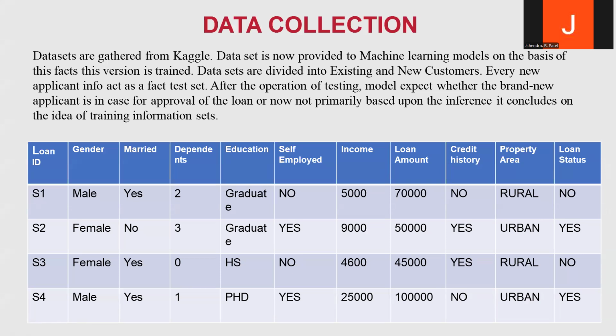Next, coming to data collection. Datasets are gathered from the Kaggle dataset. The dataset is now provided to machine learning models, and on the basis of these facts the model is trained. Datasets are divided into existing and new customers. Every new applicant's info acts as a test set after testing the model, and whether the new applicant is approved for the loan is not based on inference. It concludes on the basis of the training datasets.